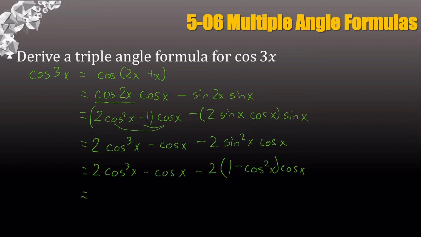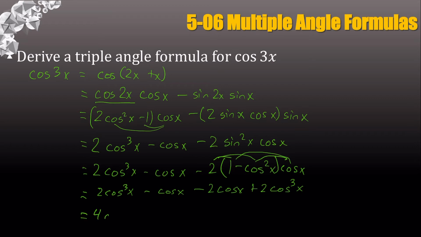So now we can distribute both the 2 and the cosine, so that would be minus 2 cosine. And that becomes plus 2 cosine cubed. Collect like terms. It looks like I have 4 cosine cubed minus 3 cosine.